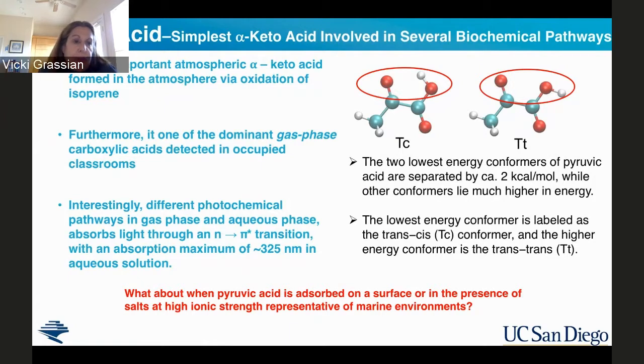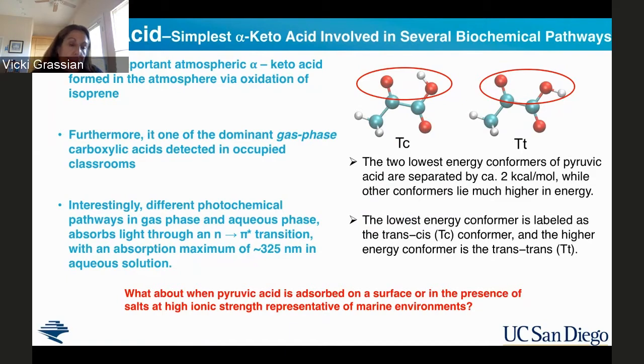First of all, you may not know it's also an important atmospheric alpha keto acid. It's formed in the atmosphere via oxidation of isoprene, a volatile biogenic compound from trees. The other thing you might not know is that it is one of the dominant gas phase carboxylic acids detected in occupied classrooms. What I mean by that is we are emitters of pyruvic acid into the gas phase.